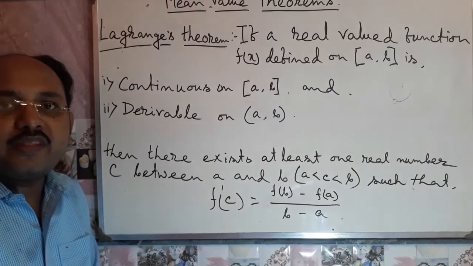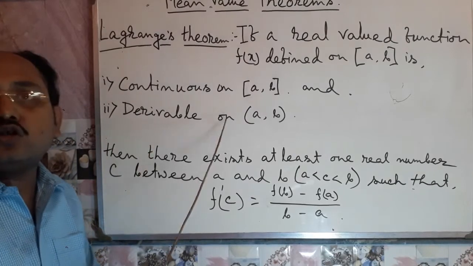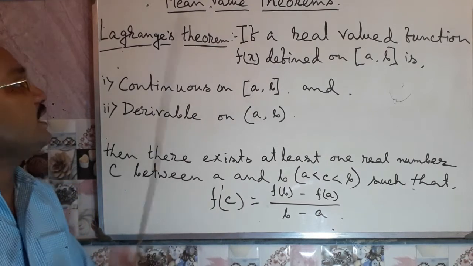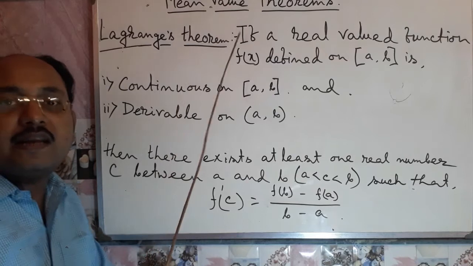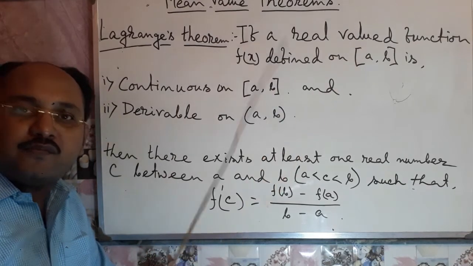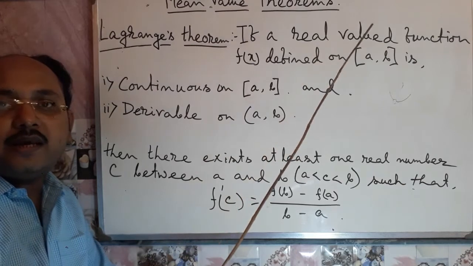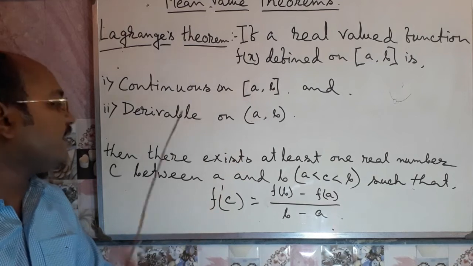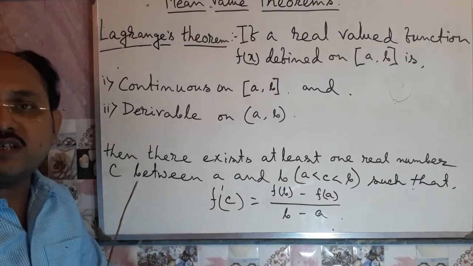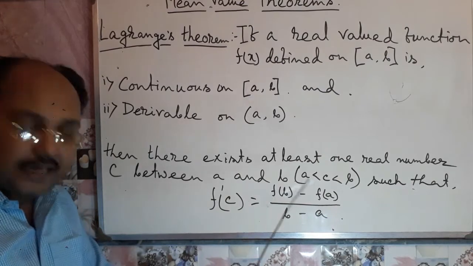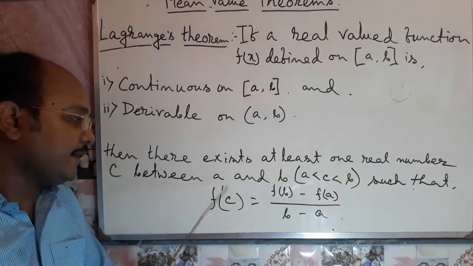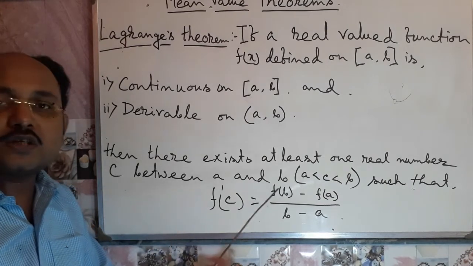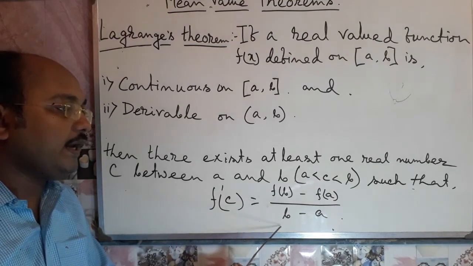Mean value theorem, that is Lagrange theorem. This is also known as the first mean value theorem of differential calculus. What is Lagrange theorem? The same thing. If a real valued function f(x) defined on closed interval [a, b] is continuous on closed interval [a, b] and derivable on open interval (a, b), then there exists at least one real value c in open interval (a, b), that is a < c < b, such that f'(c), that is the first order derivative at that particular point c, is equal to (f(b) minus f(a)) by (b minus a).